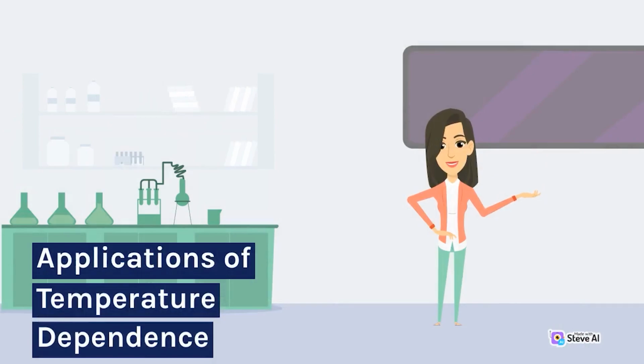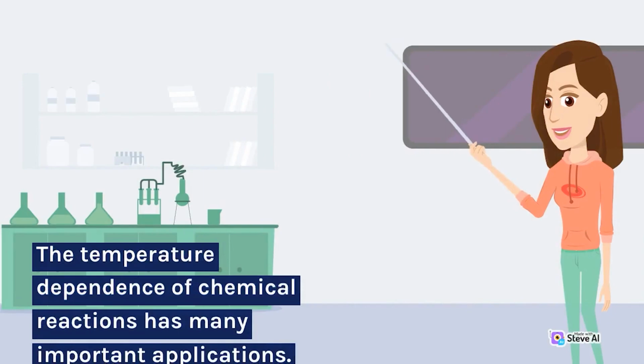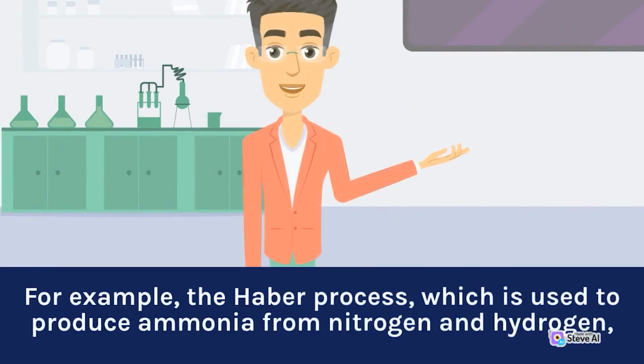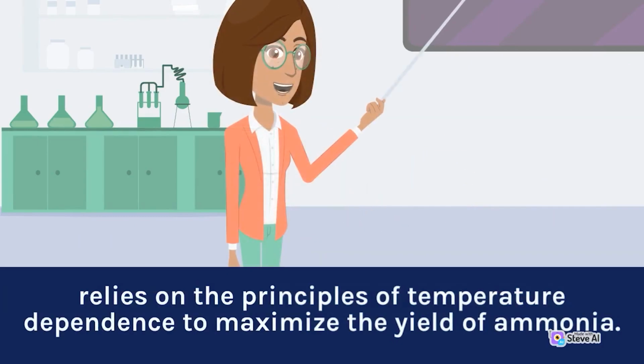Applications of temperature dependence. The temperature dependence of chemical reactions has many important applications. For example, the Haber process, which is used to produce ammonia from nitrogen and hydrogen, relies on the principles of temperature dependence to maximize the yield of ammonia.